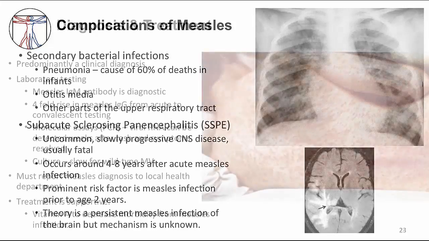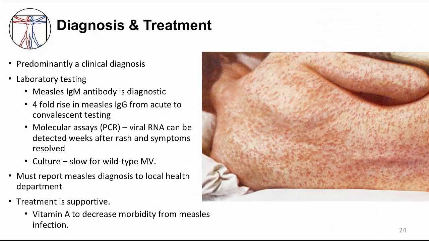Measles infection is mostly a clinical diagnosis by its prodrome, symptoms, and exanthem. If laboratory testing is necessary, a positive measles IgM antibody is diagnostic. So is a fourfold rise in the measles IgG titer comparing acute versus convalescent testing. Molecular assays like PCR are available, but usually through public health labs. Same with cultures. Wild-type measles virus grows much slower in culture compared to laboratory strains. Please remember, you must report measles infection to the public health department. Remember, measles is very contagious and poses a very large public health problem.